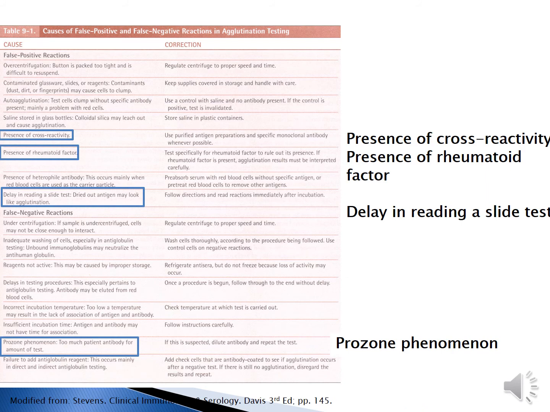I have highlighted some typical false positive and false negative reactions in agglutination testing. Presence of cross-reactivity and presence of rheumatoid factor typically will give you a false positive reaction, and even a delay in reading the slide could possibly give you a false positive. Usually a false negative is due to the prozone phenomenon, which is, remember, we have too much antibody for the test. So look these over and be aware of especially the ones that are boxed out for you.